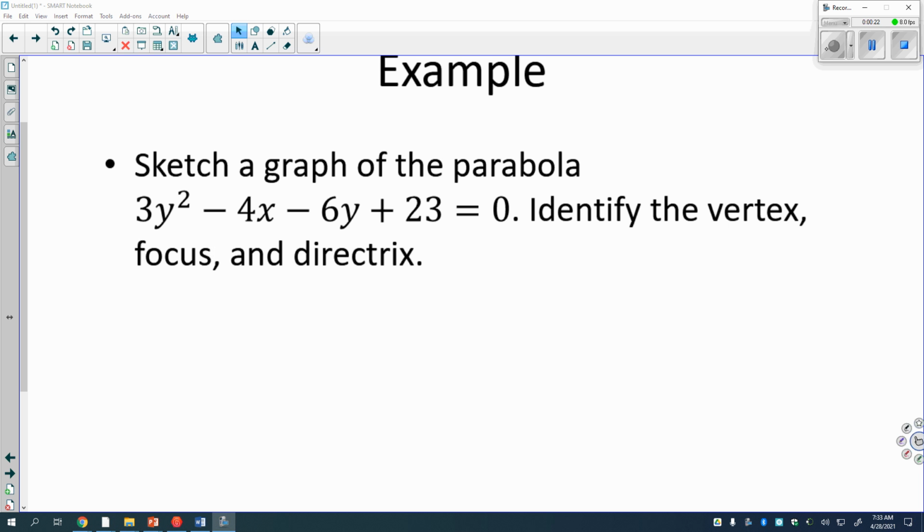Looking at this equation, I see it's the y squared, so I'm going to get the terms with the y's in it on one side by themselves, and I'll put everything else on the other side. So I separate them out. I am going to go ahead and complete the square here on the left side. In order to do so, I want to factor out that 3.